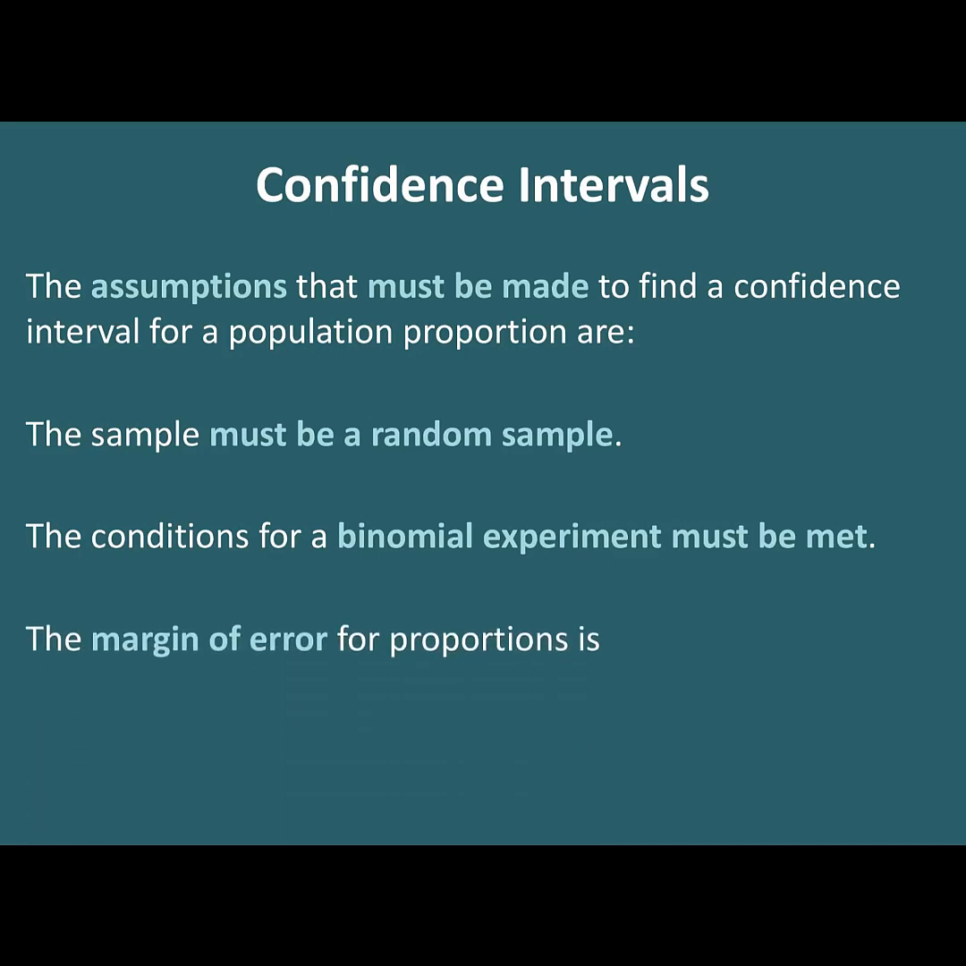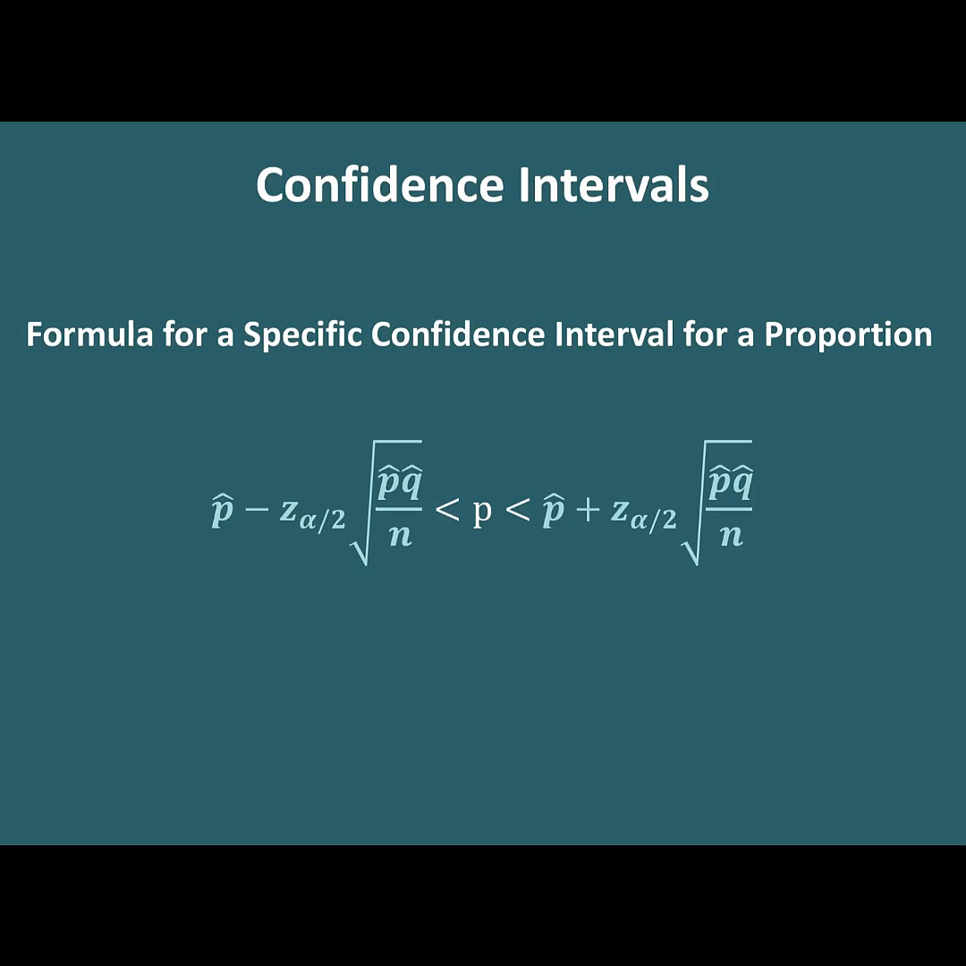Also, the margin of error for proportions is as follows. These formulas are quite important, so please take note. We must also take note of the formula for a specific confidence interval for a proportion. Note here that the proportion p for the population ranges between these two values in this compound inequality. Once again, you should write this down and take careful note of what you see here. This will be very useful in future examples.